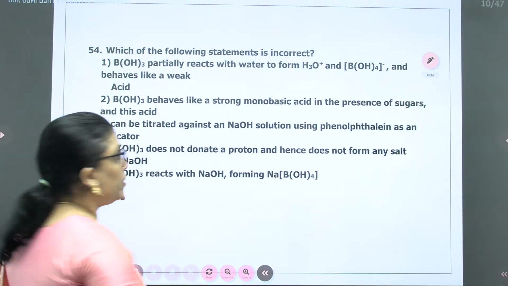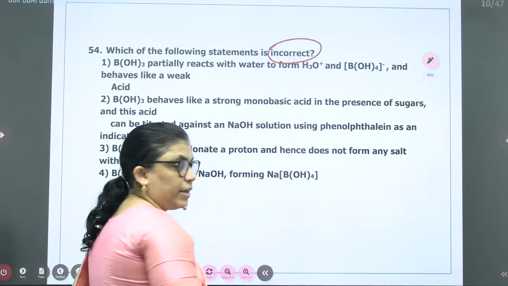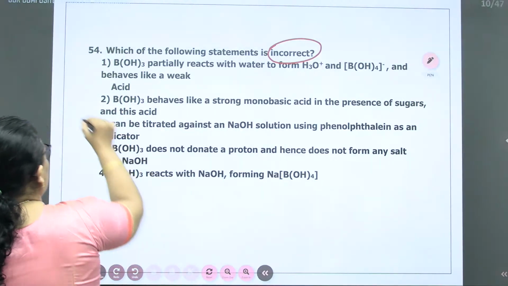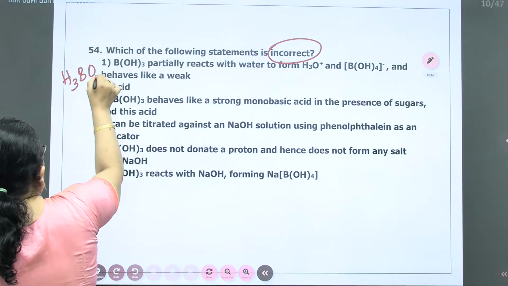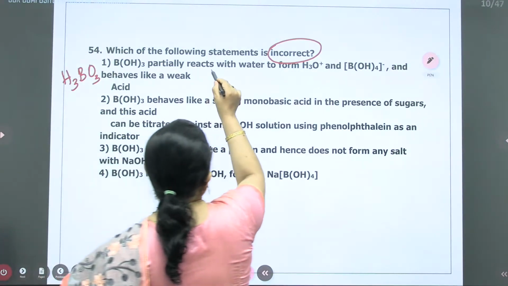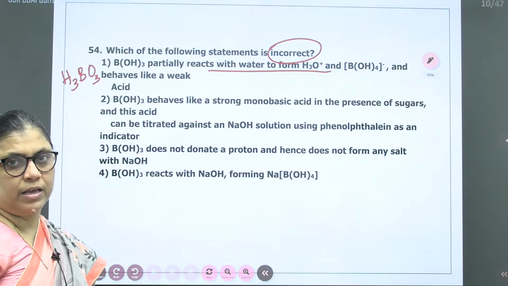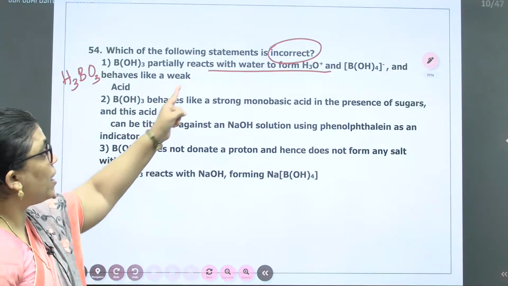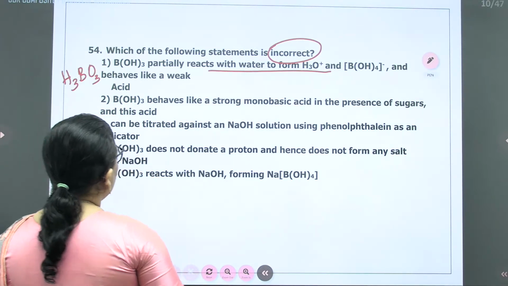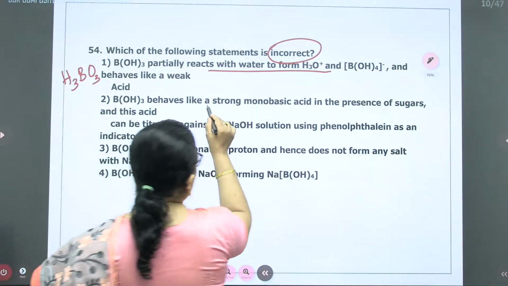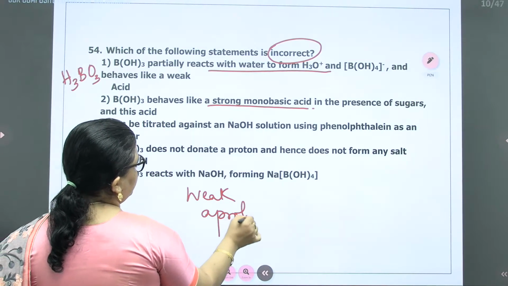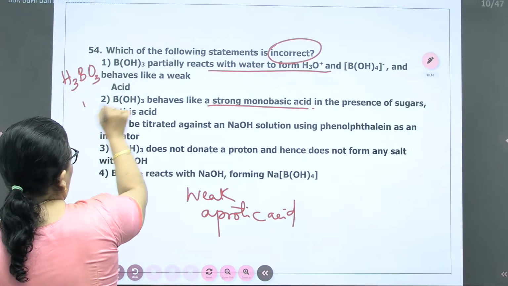Which of the statements is incorrect? They are asking for the wrong answer. Next, B(OH)3, that is H3BO3, boric acid, partially reacts with water to form H3O+ and B(OH)4-. Yes, we can say that it is a protic acid. That's why the first point is correct, but they are asking for the wrong option, so we are not going to take it. Next, B(OH)3 behaves like a strong monobasic acid in presence of sugar. It is not strong, it should be weak, and also a protic acid. Therefore, the wrong option is the second one.